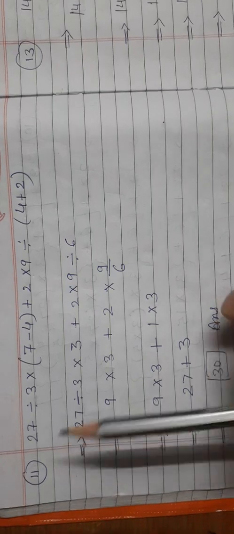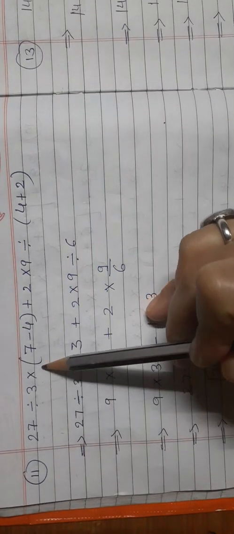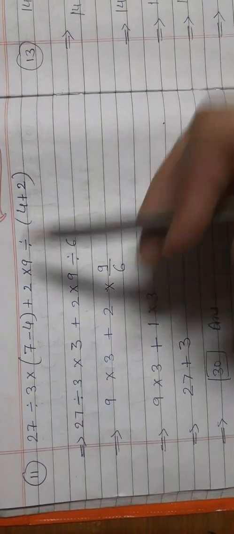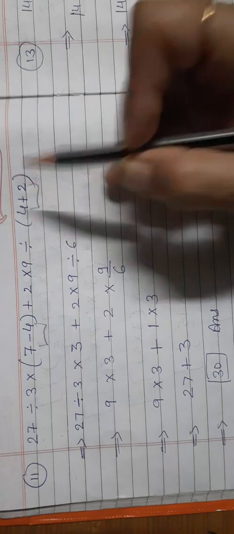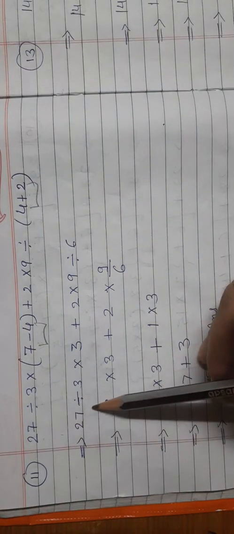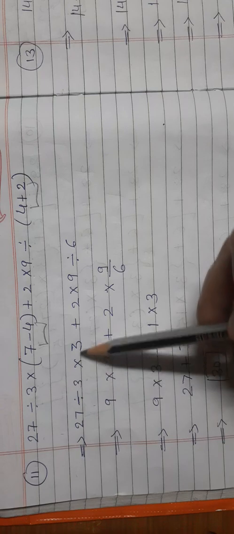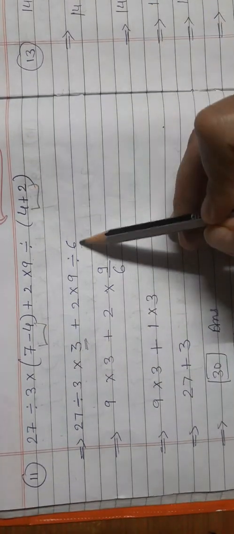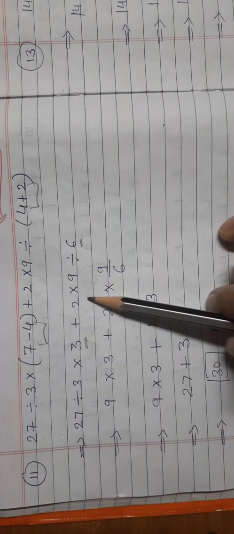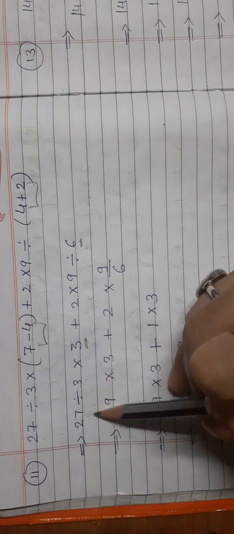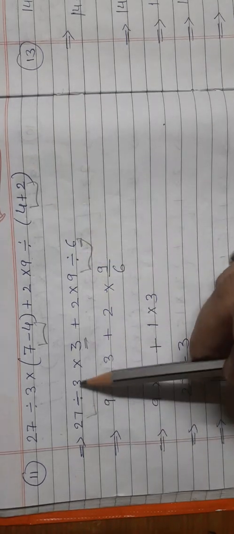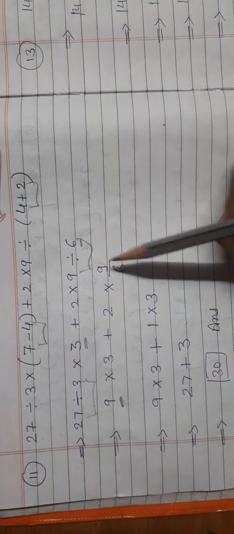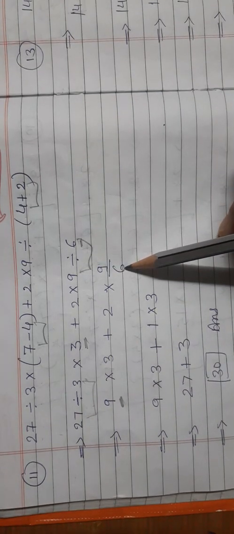Now question number 11. 27 divided by 3 into 7 minus 4 plus 2 into 9 divided by 4 plus 2. Solve the small bracket first. So keep the remaining digits same, that is 27 divided by 3 into 7 minus 4 is equal to 3 and 4 plus 2 is equal to 6 and keep the remaining digits same. In the next step, we have to divide. Now 27 divided by 3 is equal to 9 and 9 divided by 6.